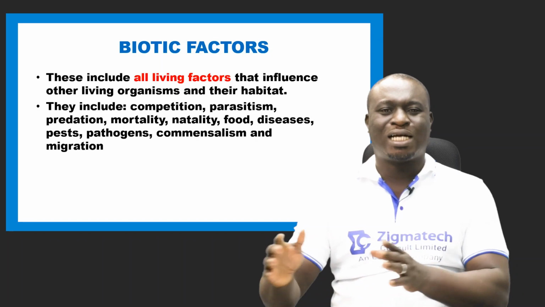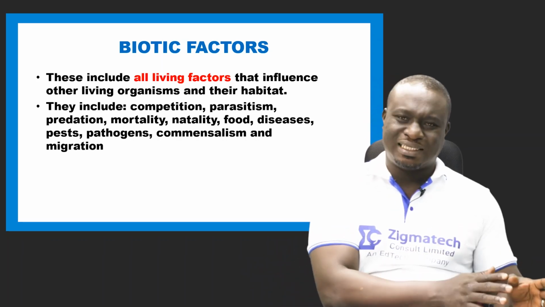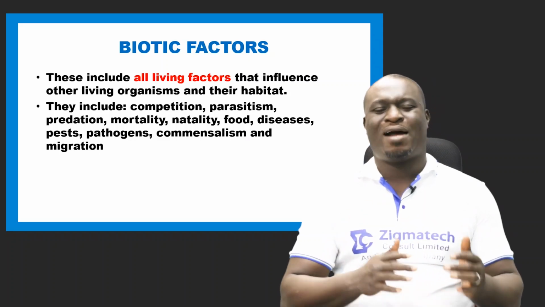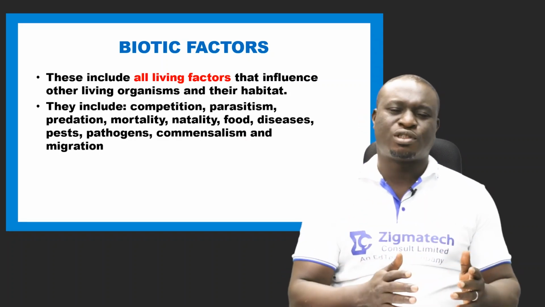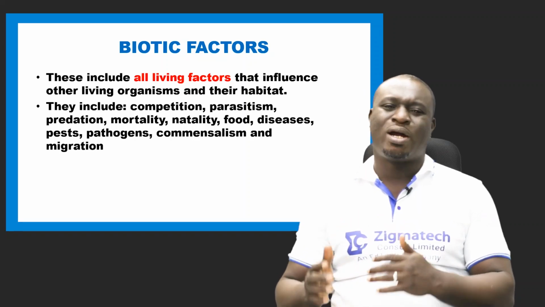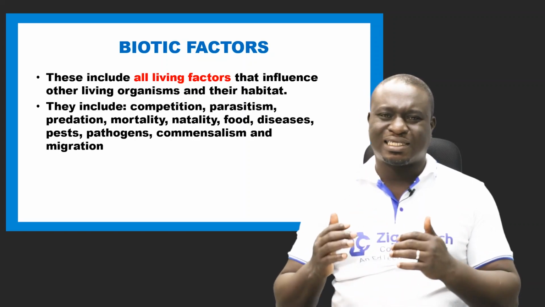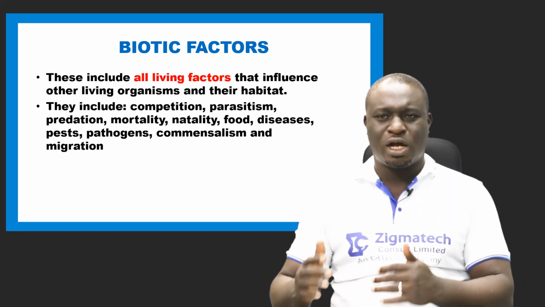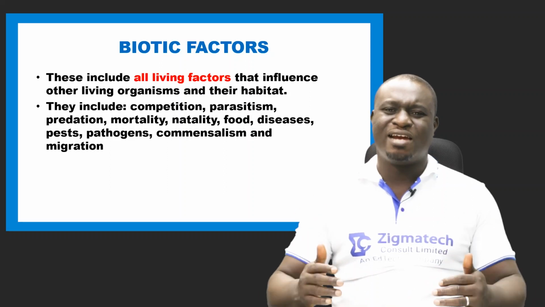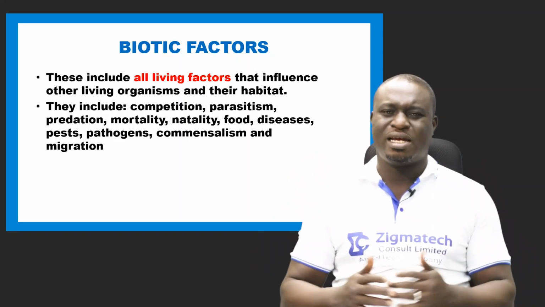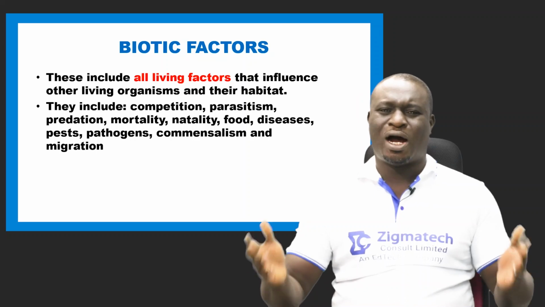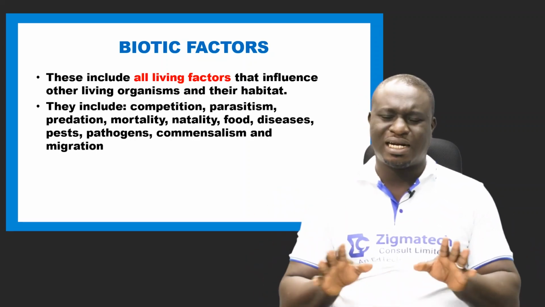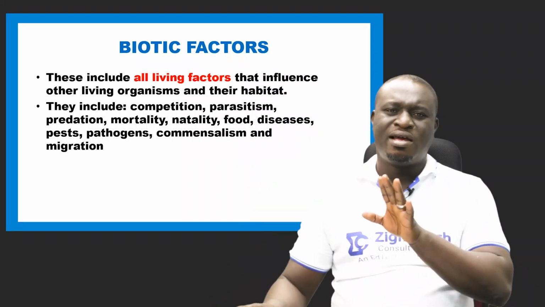We also have mortality. We also have natality. We also have food. We have diseases. We have pests. We have pathogens, we have commercialism, and we have migration. These are certain living factors. If you look at all these examples, you'll find out that they involve living organisms. It is either an interaction or an association or a condition that involves living organisms, and that's why we call them biotic factors.